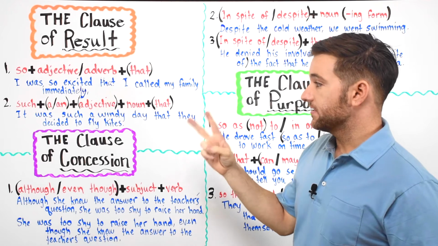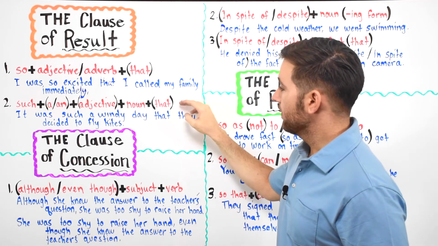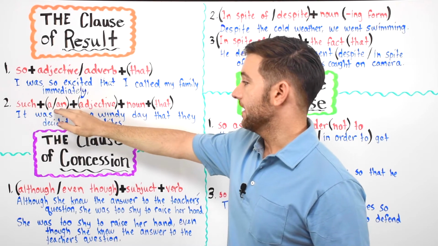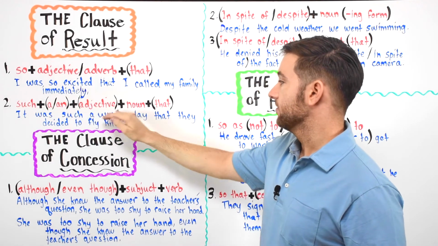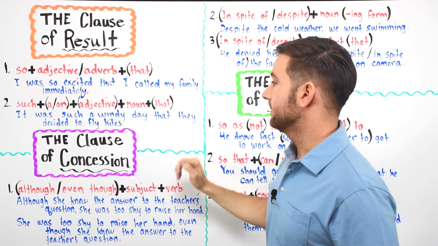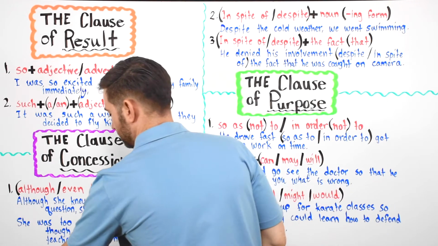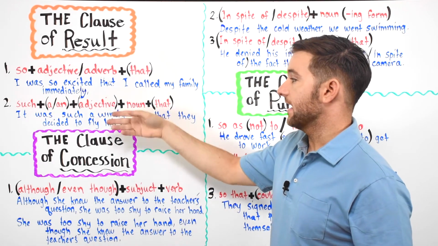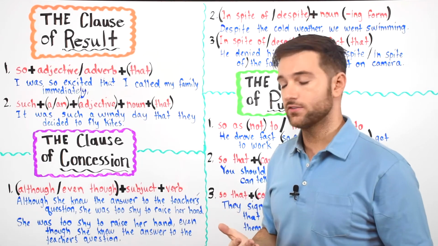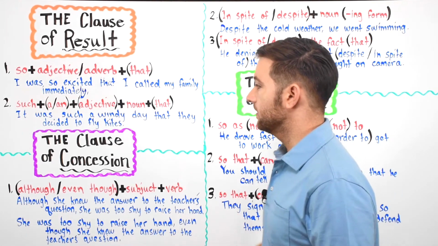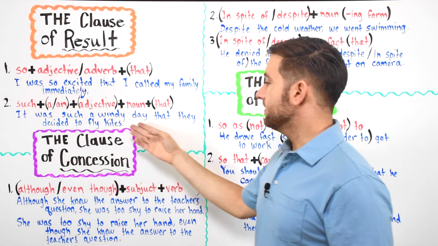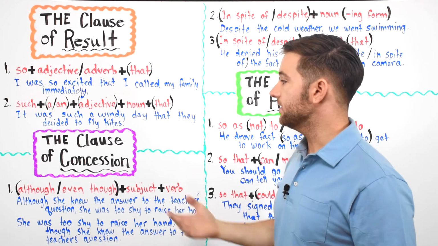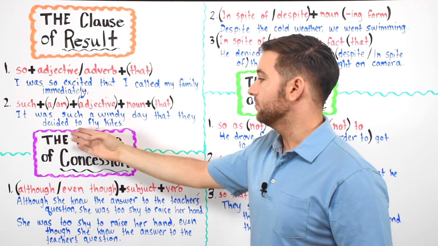Now, we also have a second form, and for that form we use the word such plus a or an plus an adjective plus a noun, plus that. So you can see here that sometimes the adjective is optional. You can use it if you want to. All right, so let's take a look at the example. It was such a windy day that they decided to fly kites.